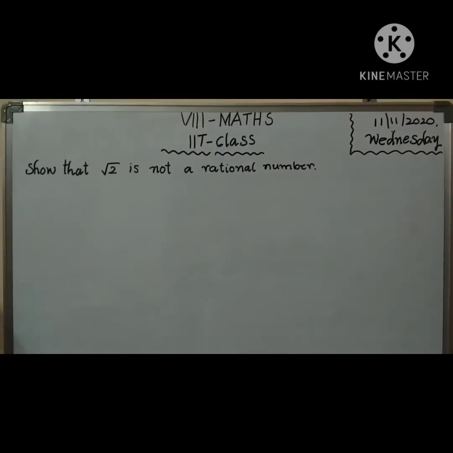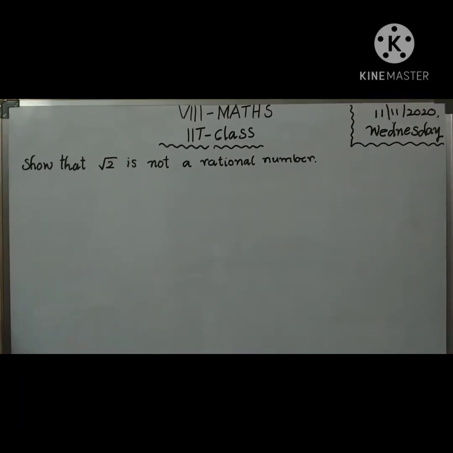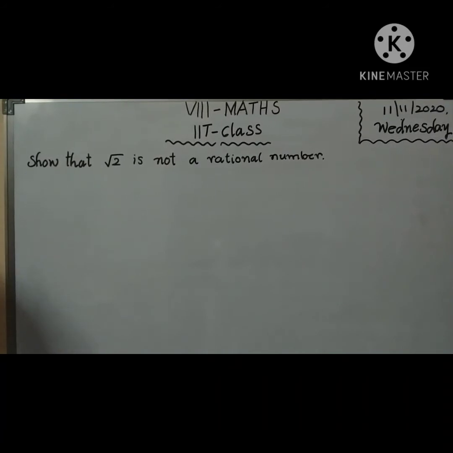In the last class, on the square root of a positive rational number, I explained the root 2 value.